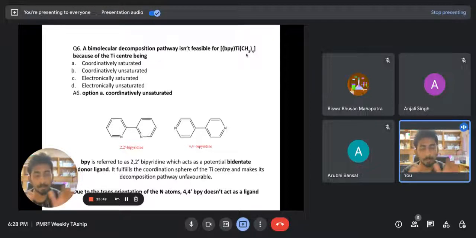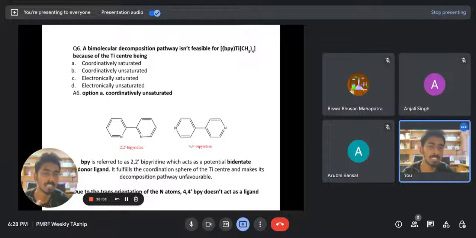So titanium is tetra-coordinated in the case of Ti(CH3)4. But whenever we are having a BPY group, 2 coordination sites of titanium get blocked. So from coordination number 4, we go to coordination number 6. 6 is the ultimate coordination number of titanium, because d-block elements cannot go beyond this octahedral geometry. So this titanium has hexa-coordination around it, so it is coordinatively saturated. So here the actual answer is coordinatively saturated.